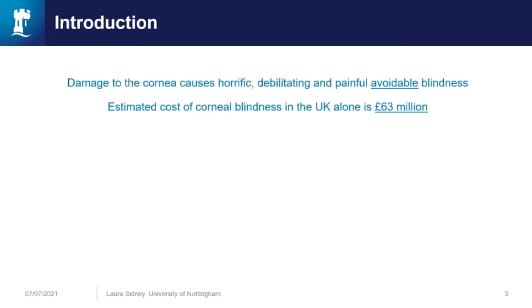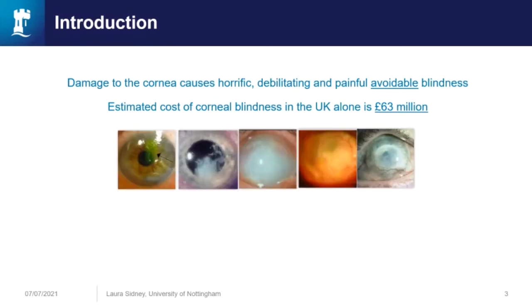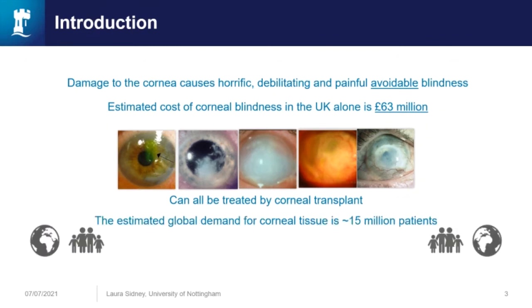So just to introduce, the cornea is the very front of the eye. Damage to the cornea can cause horrific and debilitating blindness. This can be through disease or infection, anything like this, and it can then cause cost to the healthcare systems. There are lots of different ways that the cornea can be damaged, like I said, through trauma, through disease. What links all these is that they can all be treated by corneal transplant.